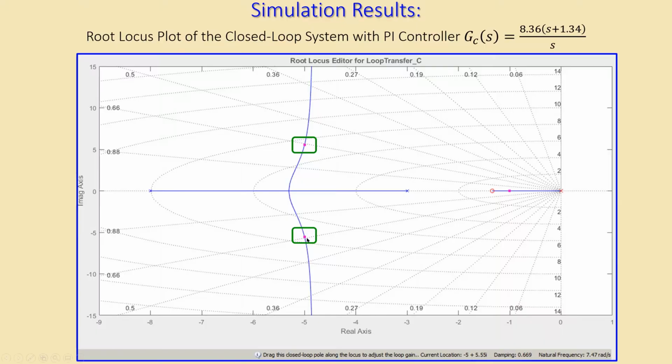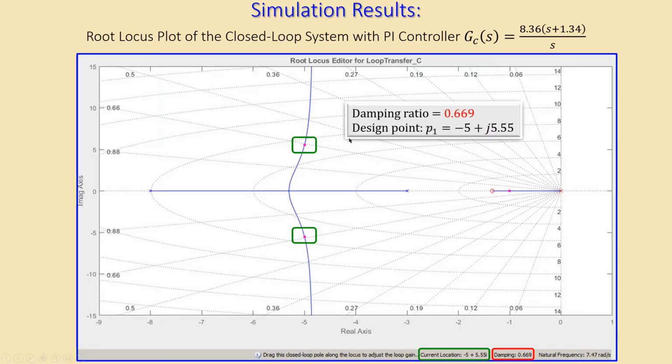But if I look at these two dominant poles, I see that the location given here is -5 plus 5.55 j, which is exactly what we used in our calculations. And the damping ratio is 0.669, which is very close to the 0.674 we had. So it is very close to what we calculated for our design point and also for the damping ratio.